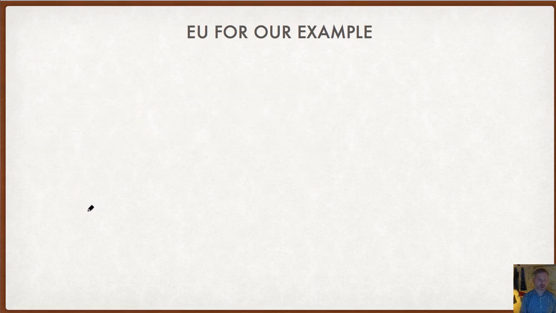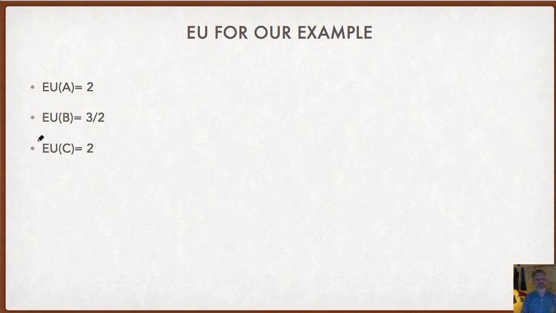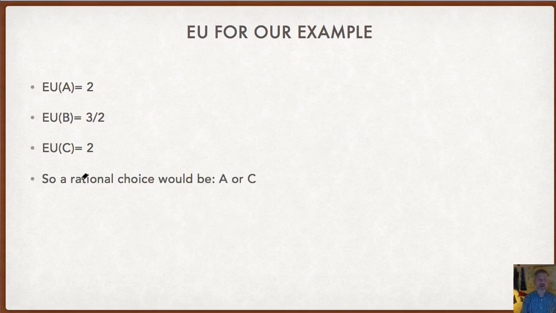Right? So what should this agent do? The expected utility of action A is 2. The expected utility of action B is 3/2. And the expected utility of action C is also 2. So a rational choice is a choice for which there is no better choice. These two are equal, so either one of these can be considered a rational choice because there is no better choice than action C, because action A is not better, it's the same.